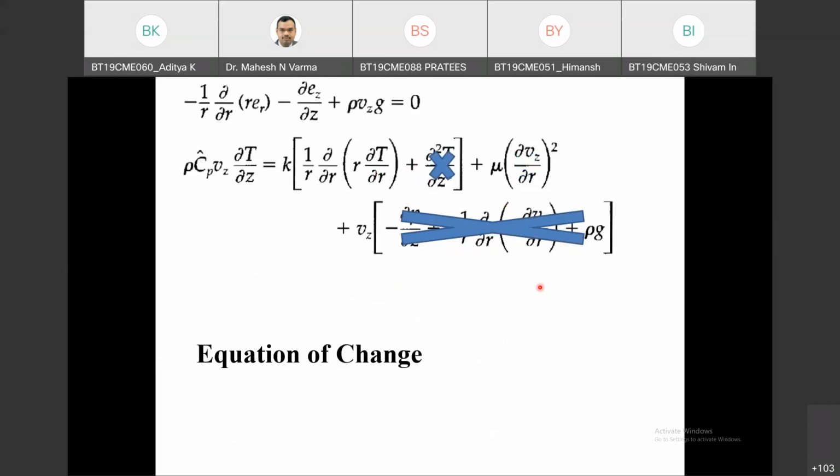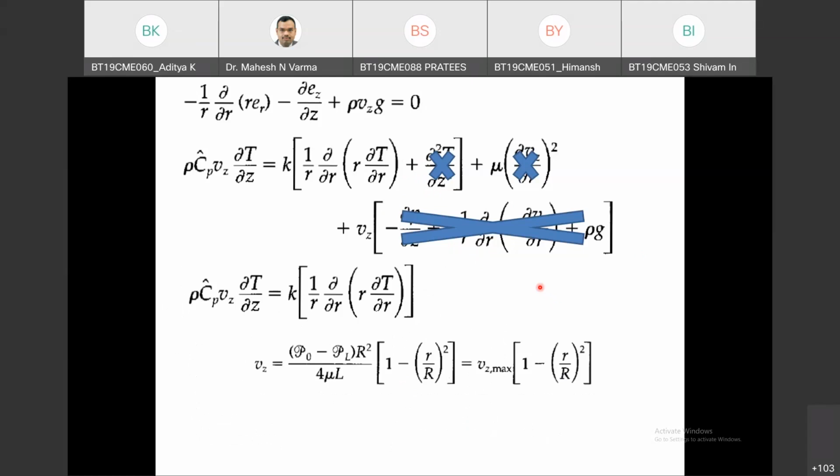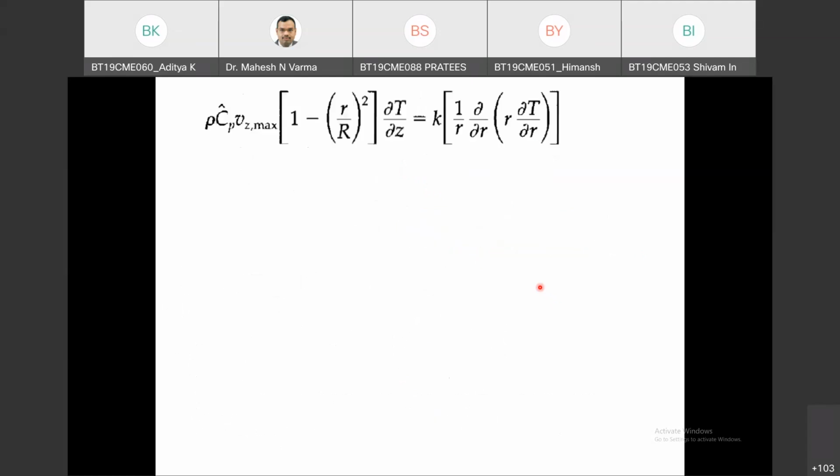Conduction is neglected in the z direction, and viscous heating is neglected. This is okay, and this is the velocity profile. Substituting this, this is the equation we got. This is okay.